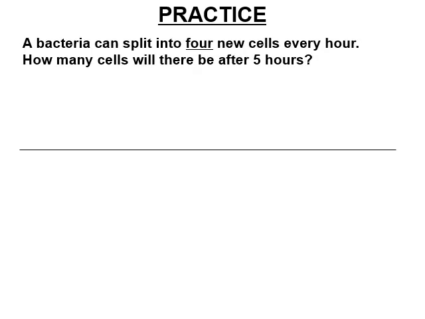Let's practice. So we're starting with 1 bacteria, so 1, and it's splitting 4. It's getting 4 times as much, so the ratio is 4. And so this is our function. So it's f of t equals 4 to the t. So f of 5 equals 4 to the 5th power.